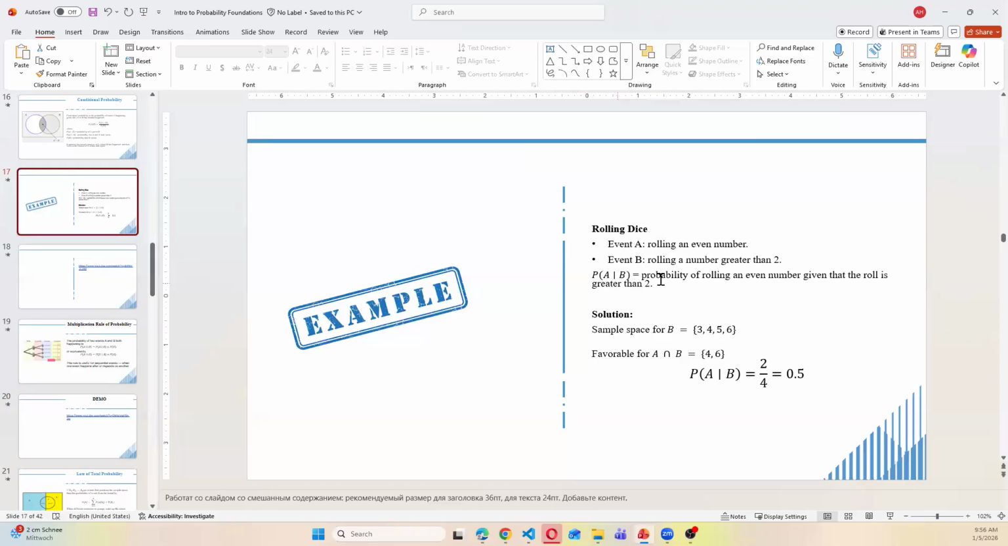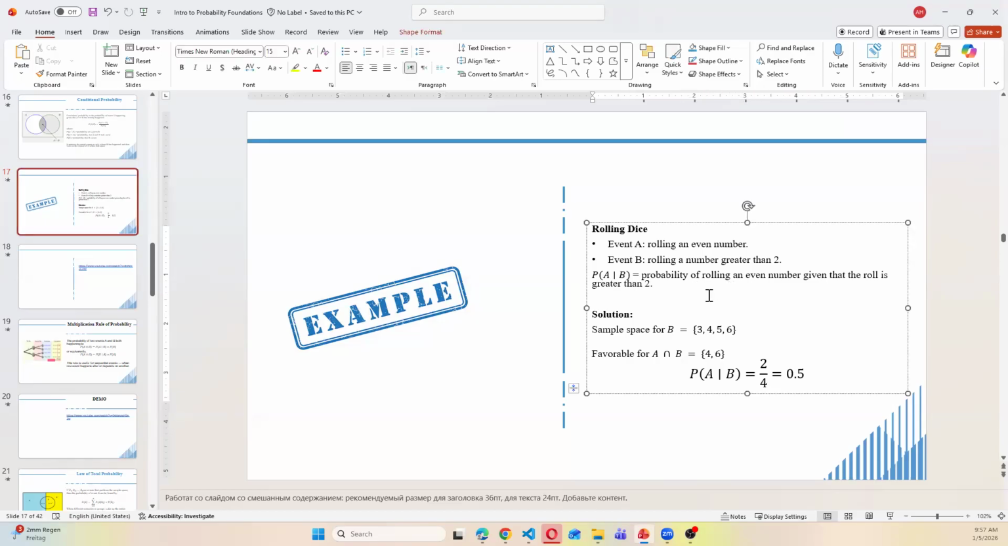So here it could be changed to say probability of rolling. Instead of rolling an even number, given the roll is greater, you will change this sentence: probability of rolling a dice greater than 2, given it is an even number. So there will be some changes with the sentence.